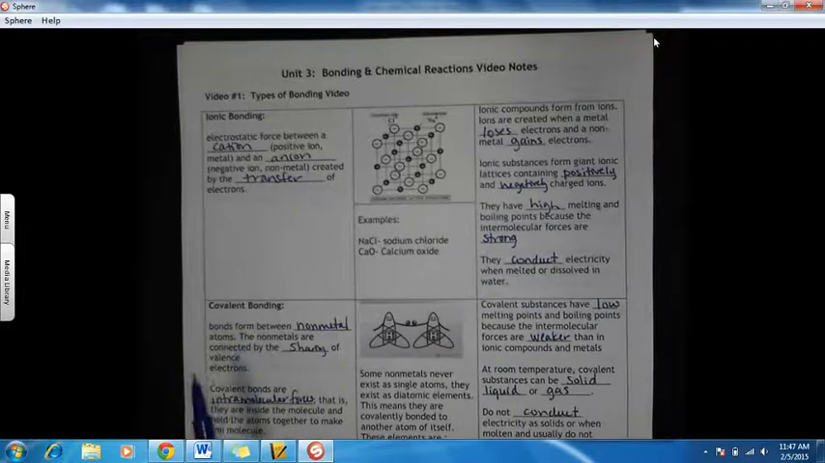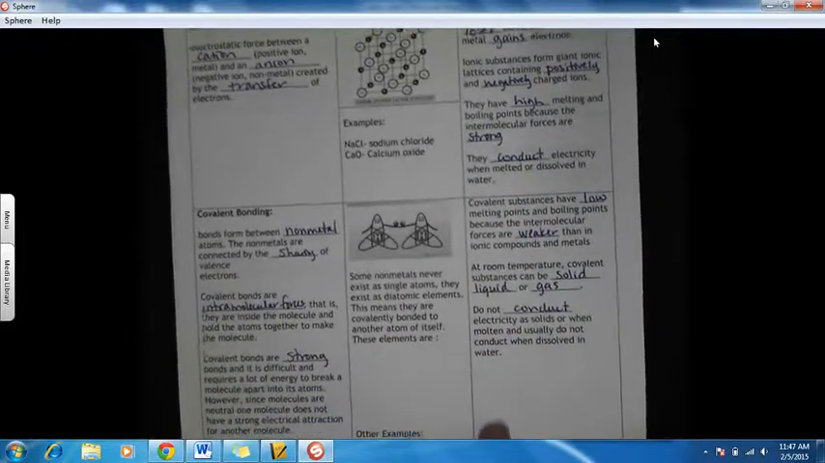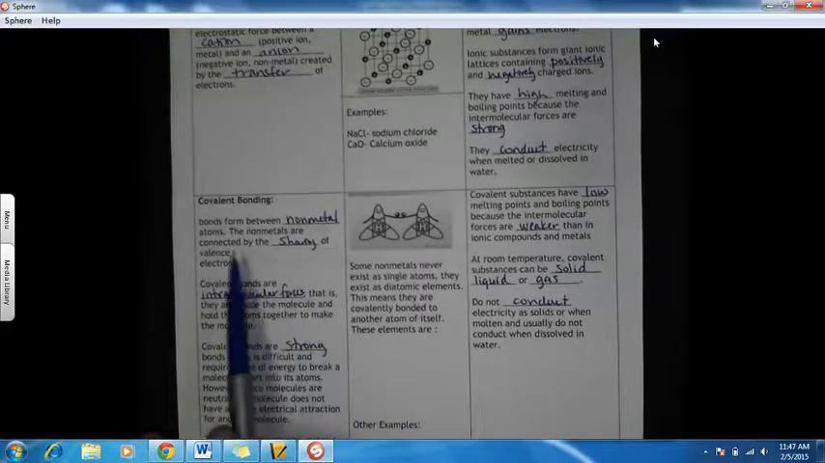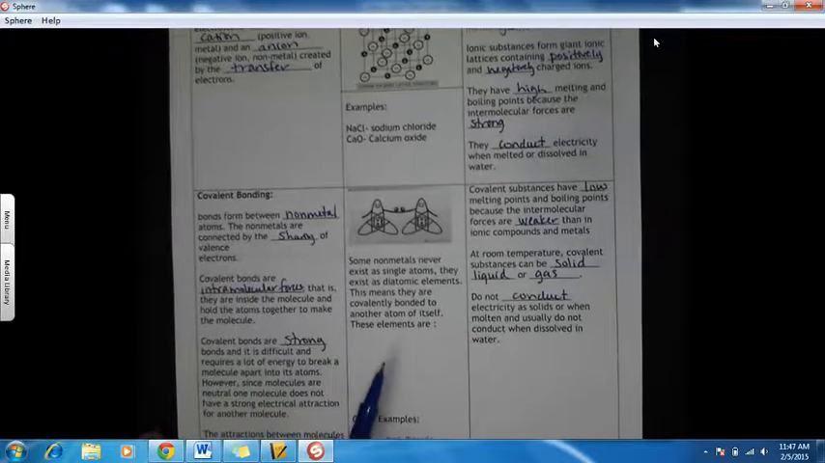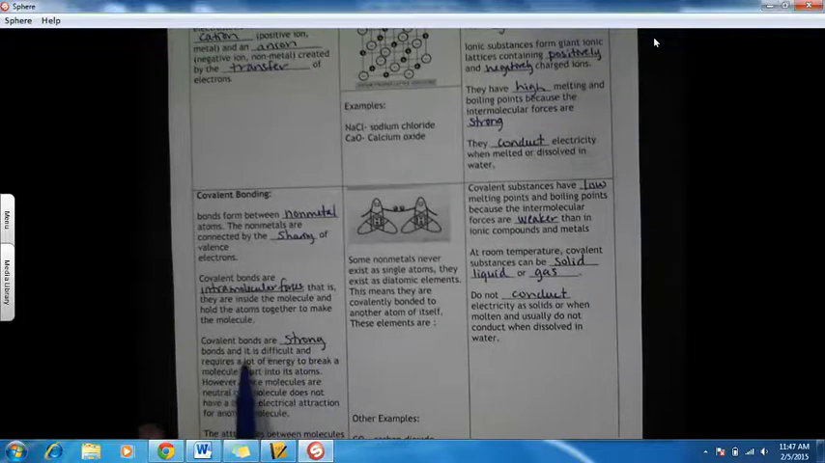Covalent bonding are bonds that form between nonmetals. The nonmetals are connected by the sharing of valence electrons. Covalent bonds are intramolecular forces, that is, they're inside the molecule and hold the atoms together to make the molecule. Covalent bonds are strong bonds, and it is difficult to break them and requires a lot of energy to break them apart into their atoms.